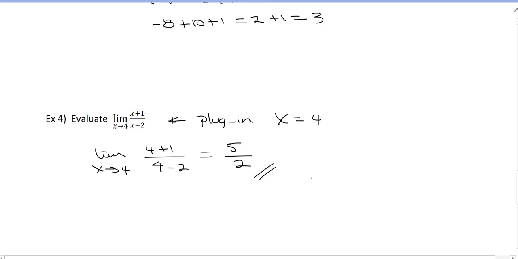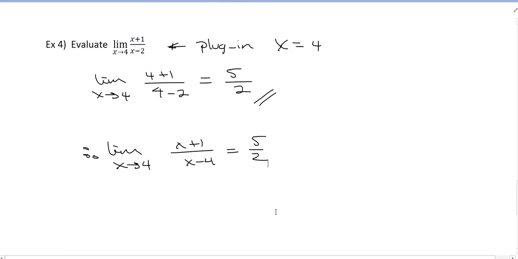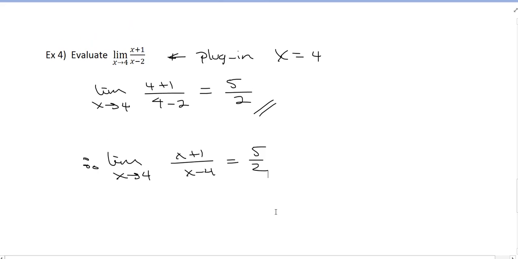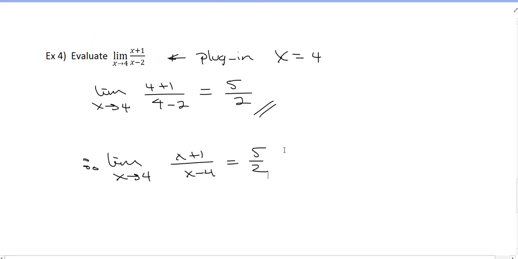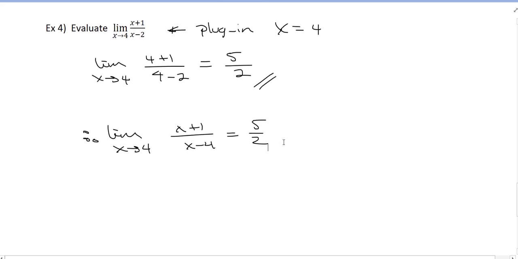So with limits, if you plug it in and you get a number, you're done. That is the limit. So I can say, therefore, the limit as x goes to 4 of x plus 1 over x minus 2 is 5 halves. Leave it in fraction form. There's no reason to change that to 2.5. I prefer fractions.